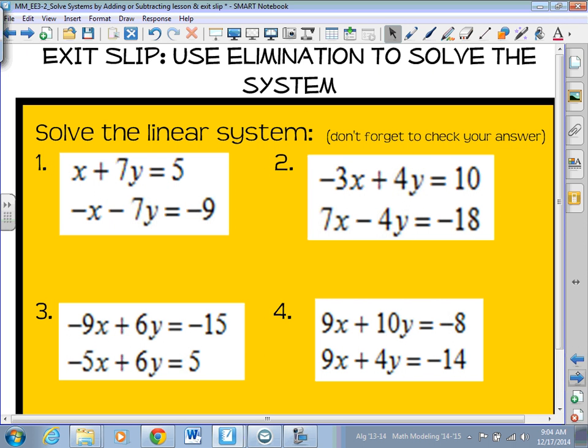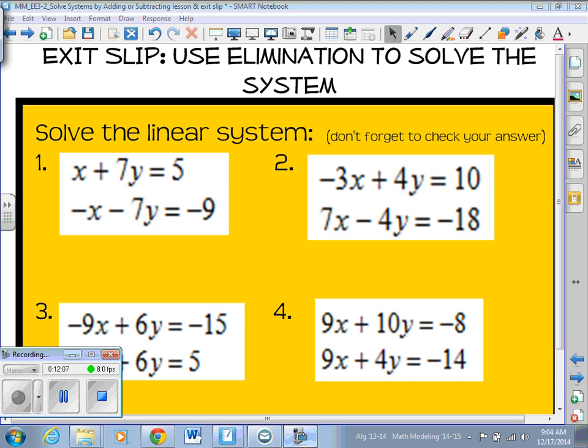Here's your exit slip. You have 4 systems to solve using addition, subtraction, whatever you decide, whatever cancels out one of the variables. And if they both happen to cancel, then you've got your true or false statement, which indicates infinitely many or no solutions.